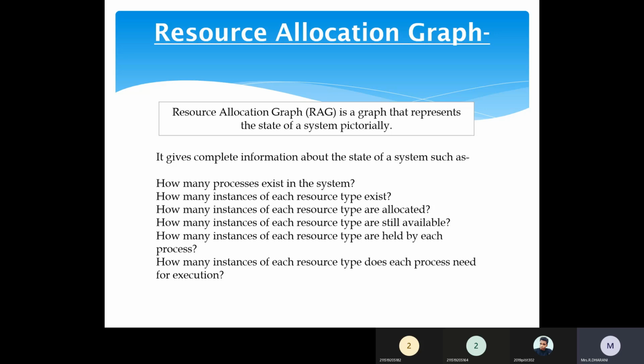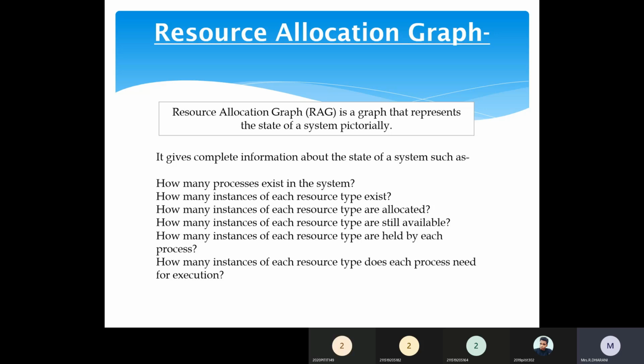So what other information does it provide, the RAG? There is a list of information that is provided by a resource allocation graph. They are how many processes exist in the system. When the system executes some process, we can easily get to know by seeing the resource allocation graph pictorial representation. So how many processes exist in the system, how many instances of each resource type exist.